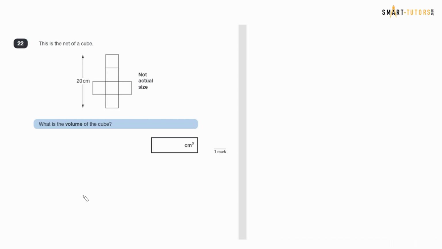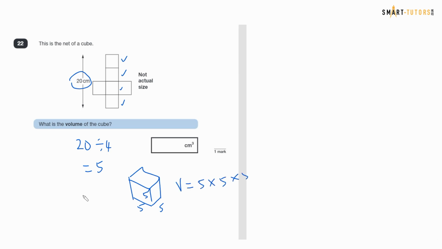This is the net of a cube. What is the volume of the cube? Let's Adharan do this one, please. So it says it's 20 centimeters and there's 4 squares there, and so you need to do 20 divided by 4, which equals 5. And because it is a cube, everything is the same number, the length, the height and the width, so you need to do 5 times 5 times 5, which equals 125. Very well done. You know your cube numbers.